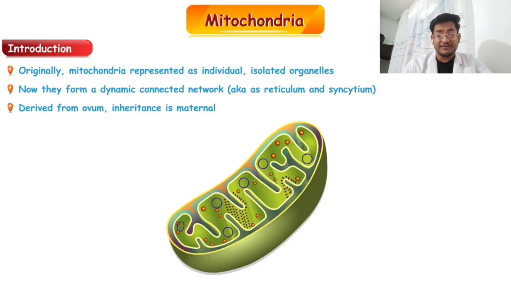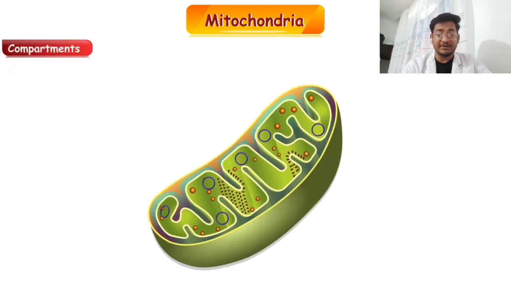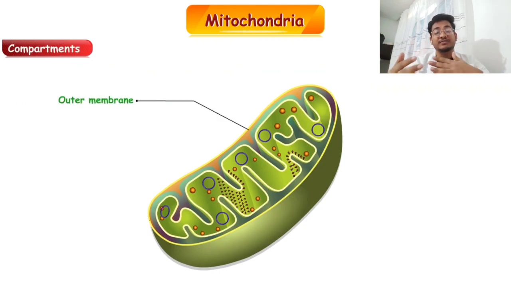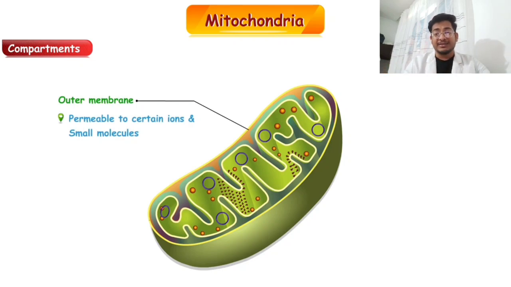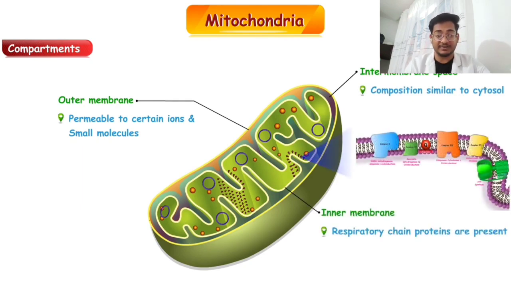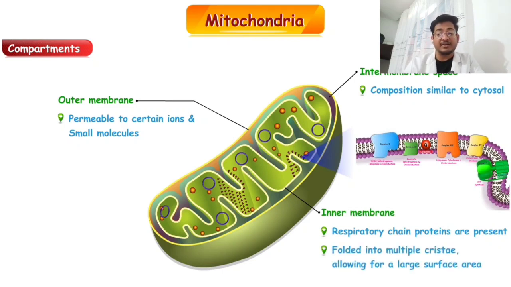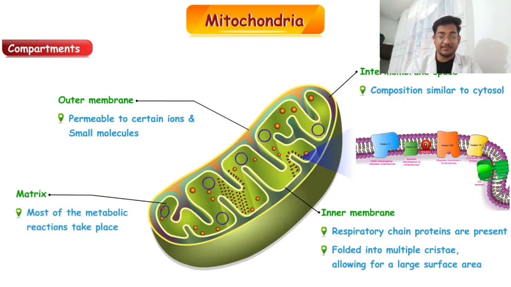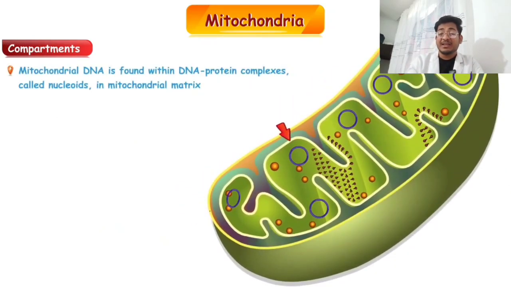When we look at the structure of mitochondria, we have some compartments. These are four main compartments: the outer membrane, which is permeable to certain ions and small molecules; the intermembrane space, whose composition is similar to cytosol; and the inner membrane, where respiratory chain proteins are present. The inner membrane is folded into multiple cristae, allowing a large surface area. Lastly, the matrix is where most of the metabolic reactions take place. Mitochondrial DNA is found within DNA-protein complexes called nucleoids.